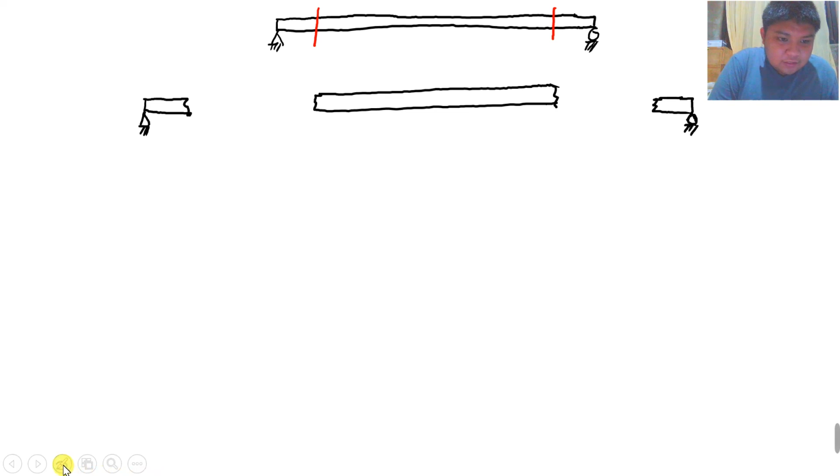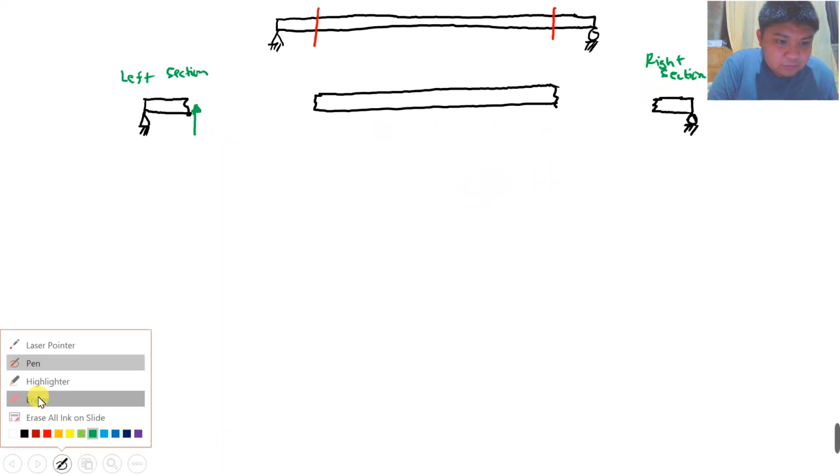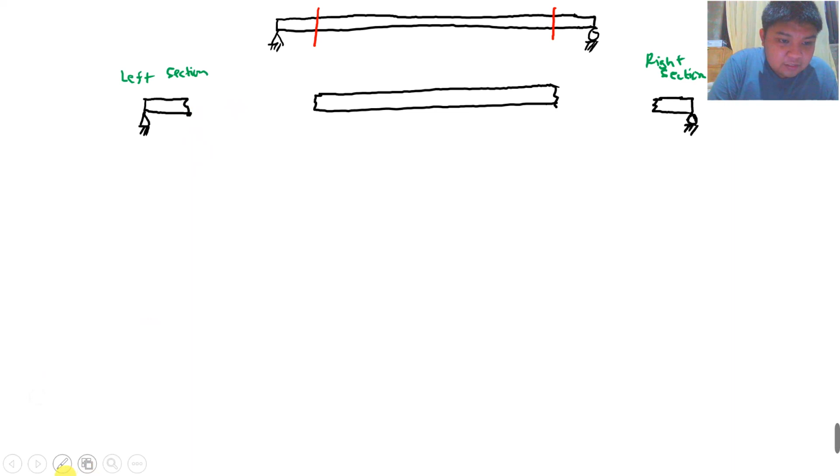Ayan. So, ngayon, ang mangyayari, as we discussed earlier, ang konsepto ng positive shear kapag left, di ba? Ito yung left section. Tapos, ito yung right section. So, ang konsepto natin ng left section, ganito yung positive shear. Baliktad. Sorry. Baliktad. Hindi nagre-reflect doon sa drawing natin. So, ganito ang positive shear. Tapos, sa right section, ganito din ang positive shear.